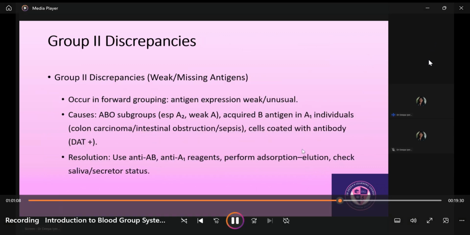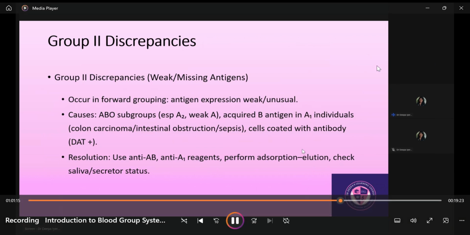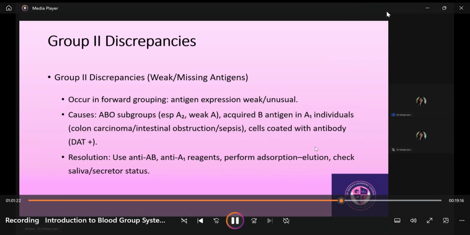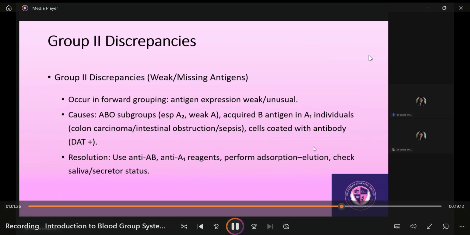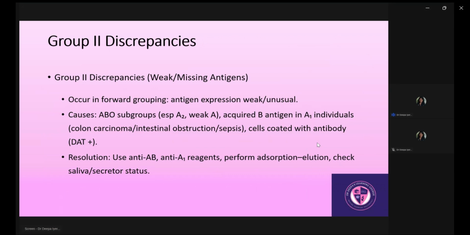The next is the group 2 discrepancy, where the antigen is missing. We were talking about group 1 in which antibody was missing. Now group 2 is one in which antigen is missing. Group 2 discrepancies involve atypical or weak antigens, showing an unexpected weak forward grouping and a strong reverse grouping. This happens usually when ABO subgroups are seen, especially when A2 is seen, or a weak A, or an acquired antigen for A, like A bracket B. In all these cases you will see this type of discrepancy, which is the group 2 type of discrepancy.